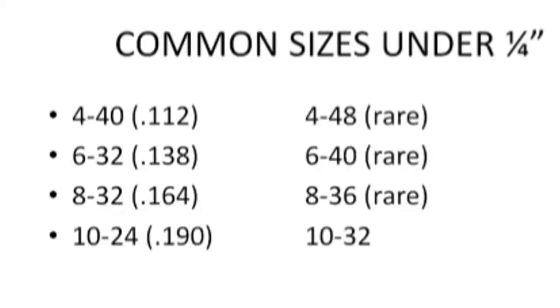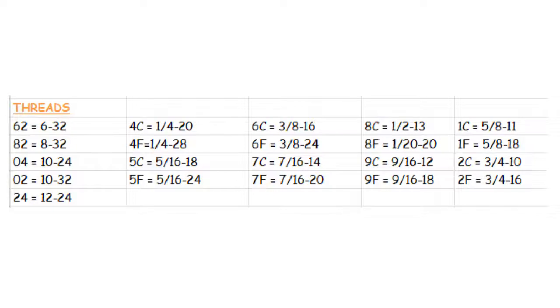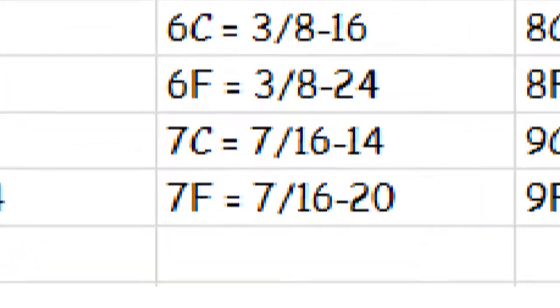Inch threads under a quarter inch diameter do not necessarily correspond to any common fraction. Sizes must be memorized. All sizes have both coarse and fine, UNC or UNF, but for some the fine is very rare. Thread sizes may also be listed as number 4, number 6, number 8, and number 10. Notice in the table below there is a 2-digit designator corresponding to the inch thread pitch callouts. In some cases there is a C or F in the second digit. This stands for coarse or fine.